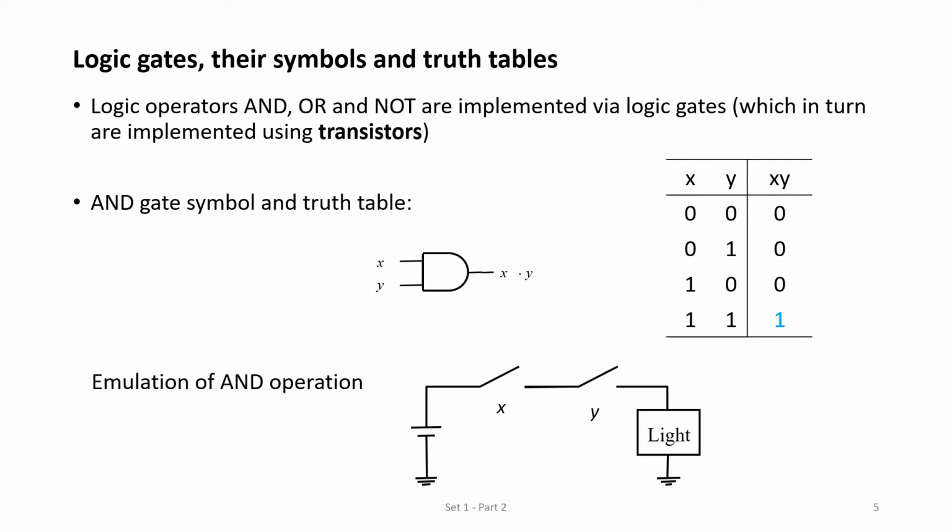Here is an emulation of AND operation. This is with some electric circuits. Here we have, say, a bulb or light. We have two switches indicated as X and Y, or controlled by X and Y. And here we have power supply. These two are symbols for ground.